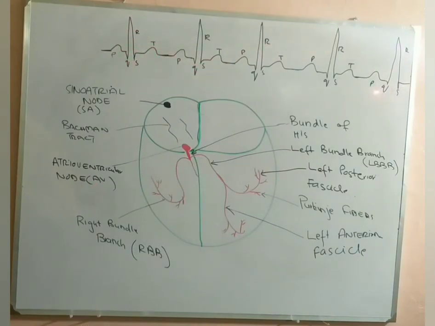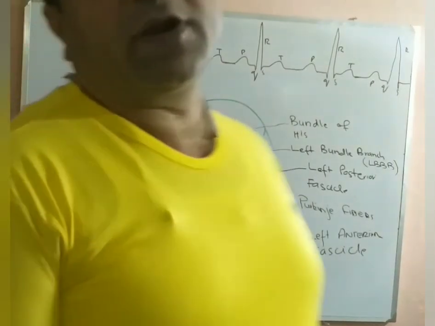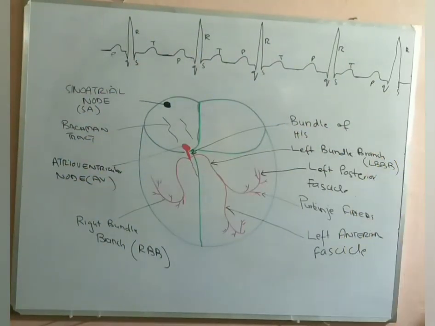So normally what happens is that the sinoatrial node, which is located in the right atrium at the point where the superior vena cava enters, automatically generates impulses which enter into the atrial muscle through the Bachmann tracts, and these cause the atria to depolarize. And when the atria are depolarized, it generates a P wave on the ECG tracing. This is what you see, the P wave.